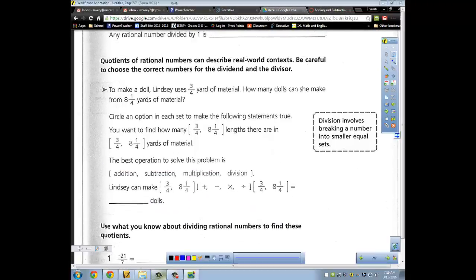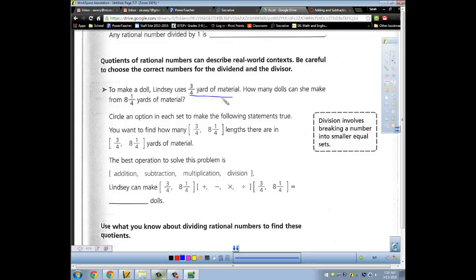Quotients of rational numbers can describe real world contexts. Be careful to choose the correct numbers for the dividend and the divisor, so make sure you put the numbers in the correct order. To make a doll, Lindsay uses 3/4 yard of material. How many dolls can she make from 8 1/4 yards of material?